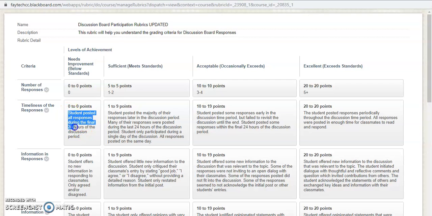Even if you have students respond to you in those last 24 hours, it is even more unlikely that you will actually go in and post a response back to their responses. In other words, by posting all your responses in the last 24 hours, you're really not engaging in a discussion.